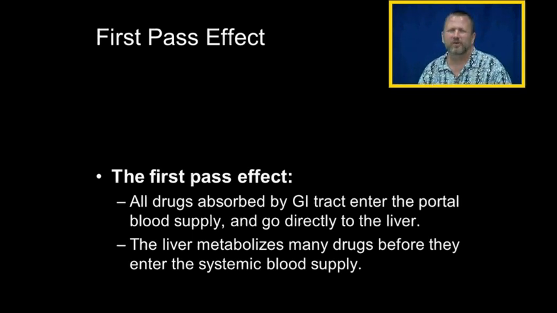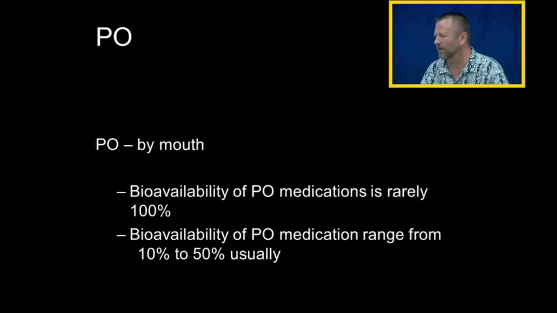Which leads us to the first pass effect. All drugs absorbed by the gastrointestinal tract will enter the portal blood supply. The portal blood supply comes from the gastrointestinal tract and leads to the liver. So when we take a medication by mouth, when we take food by mouth, everything enters the portal blood supply and goes directly to the liver for processing. So the liver metabolizes many drugs before they're able to enter the systemic blood supply.